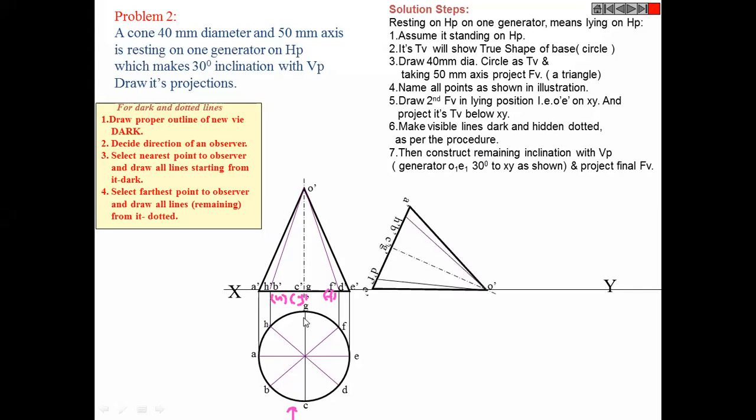Now what is the next step? What is the next step? It is given that it is resting on one of its generators. So this is also a generator. All these lines are slant lines. Here also there will be slant lines. These slant lines are all generators only. So it can lie on any generator. Understand? So let us see where it is lying.